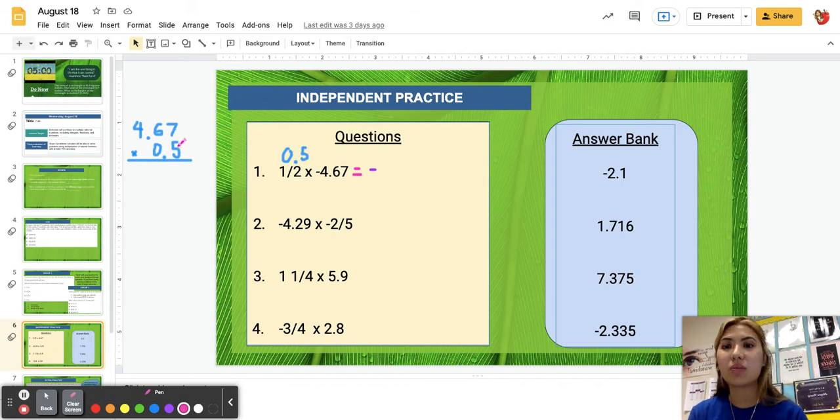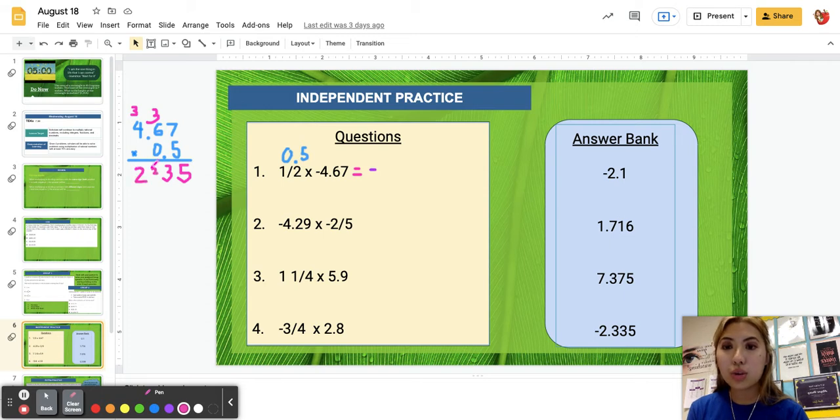Okay, so we have 7 times 5, which is 35. Then we have 6 times 5, which is 30. 30 plus 3 is 33. Then we have 4 times 5, which is 20. 20 plus 3 is 23. And I know you guys all know that any number times 0 is 0, so we don't really have to multiply a row full of zeros. So we have our answer here.